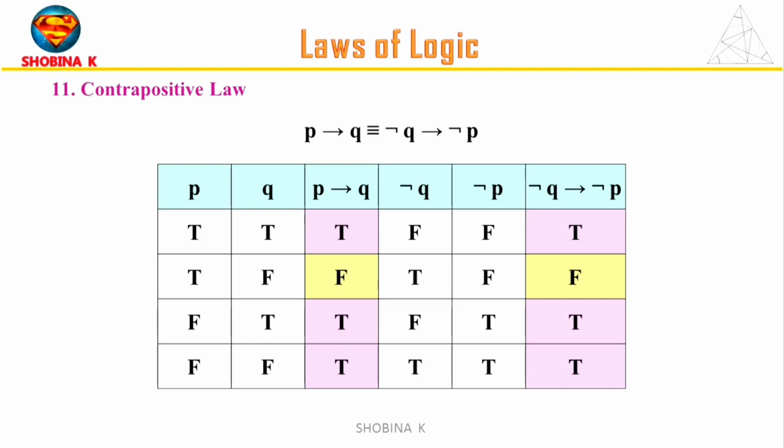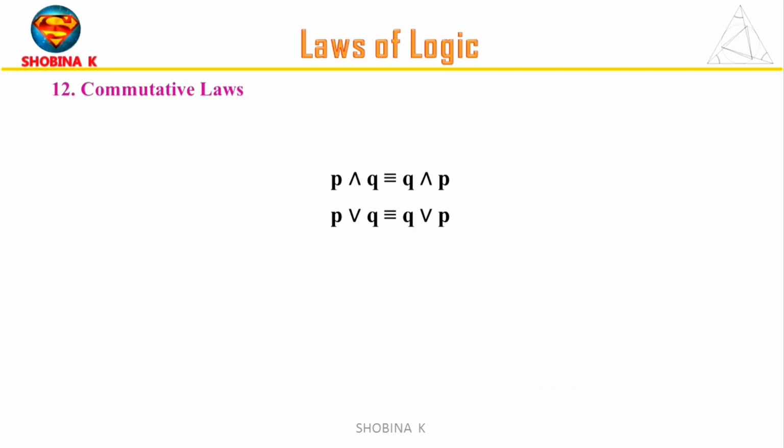The column P implies Q represents the truth value of the conditional statement if P then Q. The column not Q implies not P represents the truth value of the contrapositive statement if not Q then not P. The truth table shows that the conditional statement is equivalent to the contrapositive for all possible combinations of truth values. And next up we have commutative law.